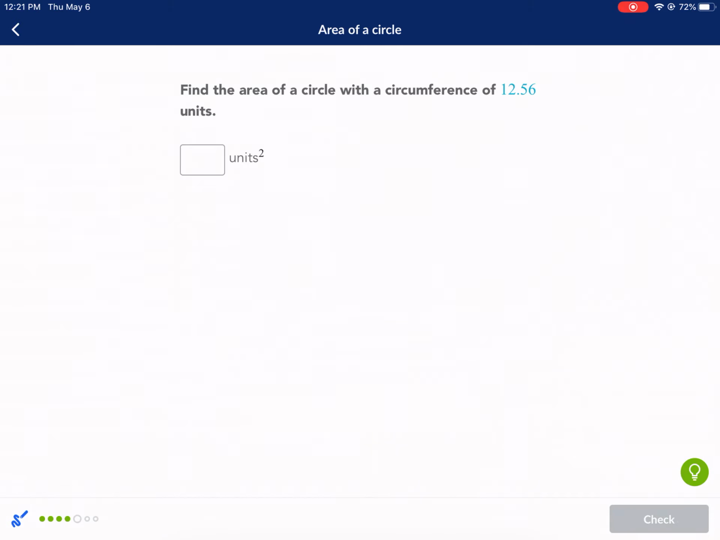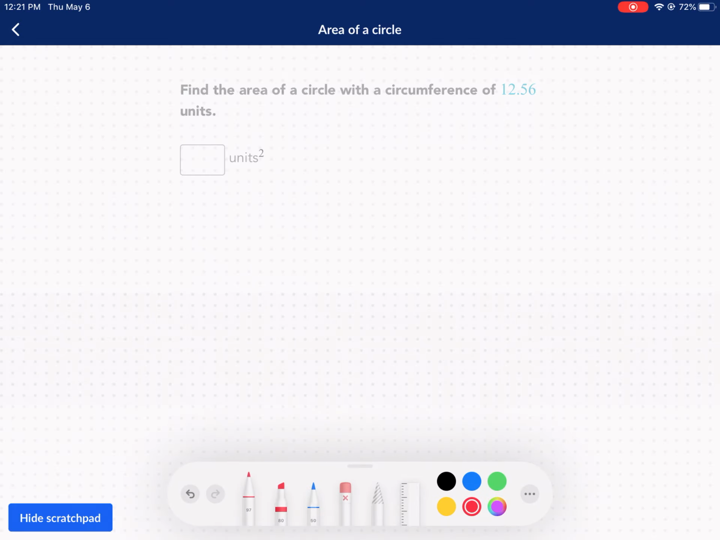Next question. Find the area of a circle with circumference of 12.56. We've already seen one like this, so we're going to wrap this up real soon. 12.56 equals 2 pi r. We need to divide by 2 pi to get our answer. So we do 12.56 divided by, in parentheses, 2 times 3.14. And once I do this, I get r equals 2.